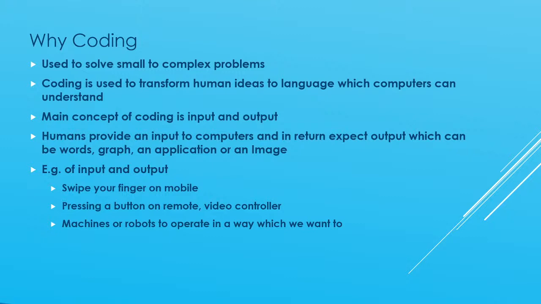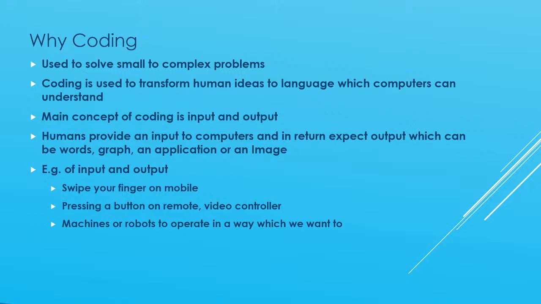Coding is used to transform human ideas into a language which machines can understand, and then they can actually serve our purpose. The main concept of coding is input and output. Let me give you a layman example. If you want to start a scooter, you key in the key and then hit your start key, and then the vehicle will start. So what is the input? Your start action is the input for starting it, correct? In the same way, coding is required for getting functions out of a machine.